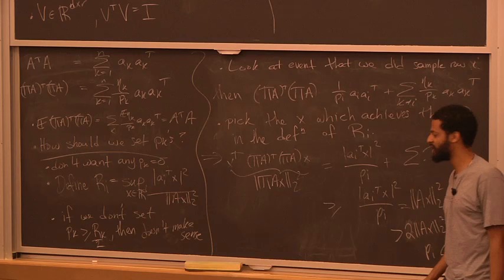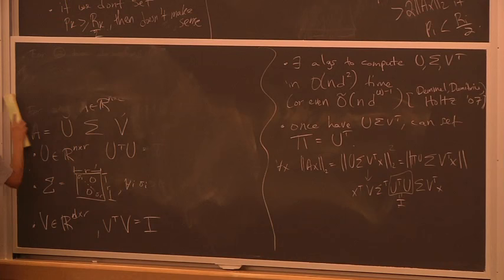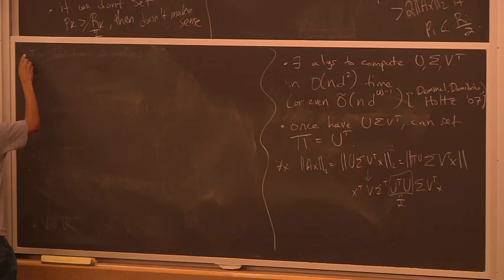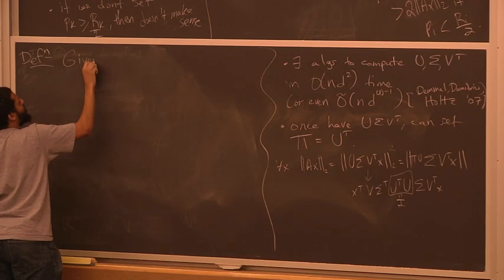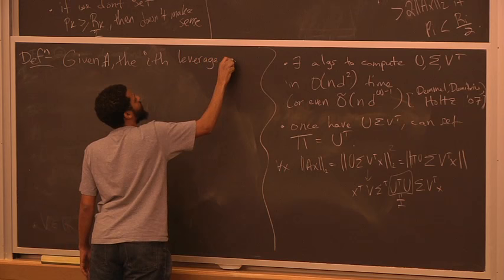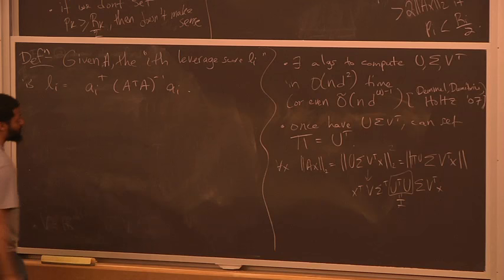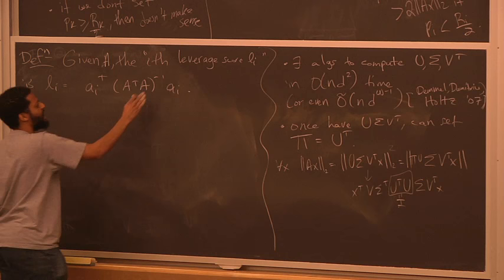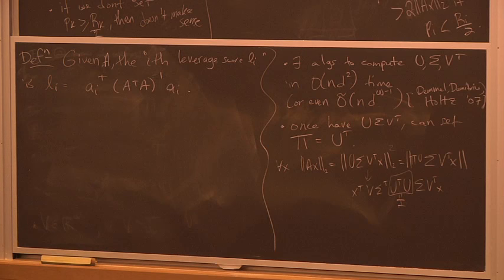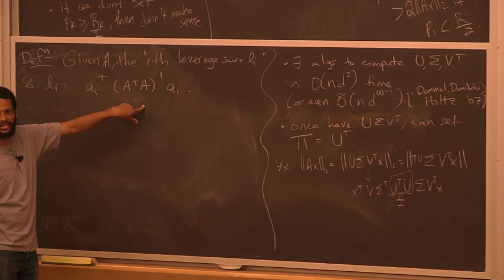Okay, so now let me give a definition. Definition. Given A, the ith leverage score l_i is l_i, which is equal to a_i transpose (A transpose A) inverse a_i. I'm assuming again that A has full column rank. If it doesn't have full column rank, then this is a pseudo-inverse, where you write the SVD of A transpose A, and then that's equal to U sigma V transpose, and then you take V sigma inverse U transpose.